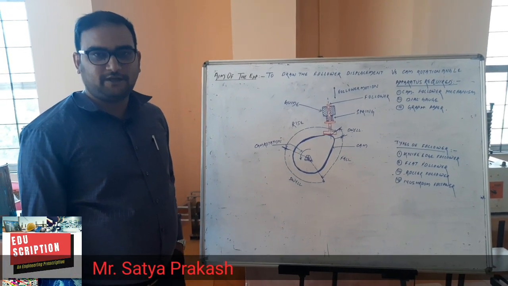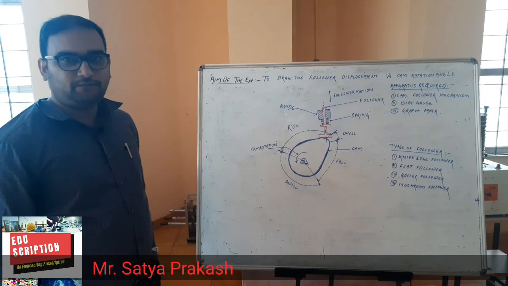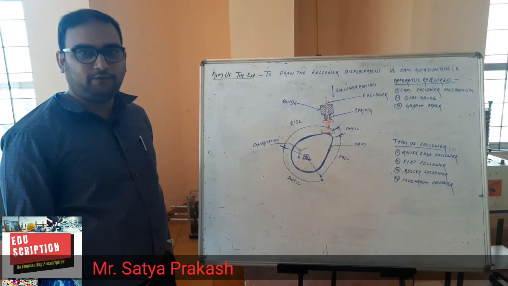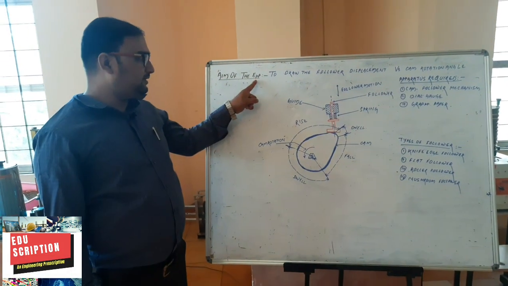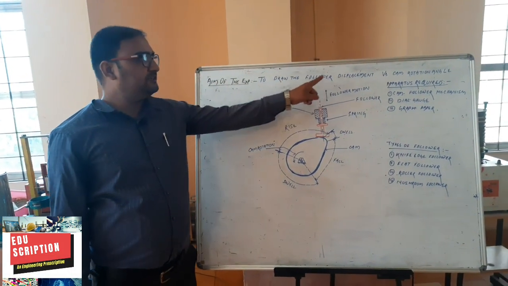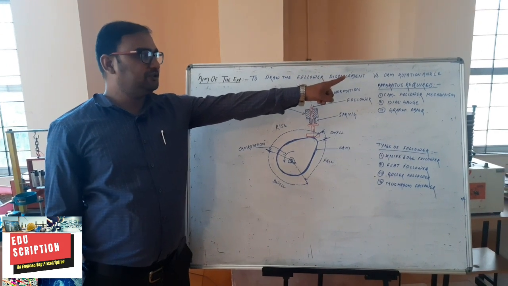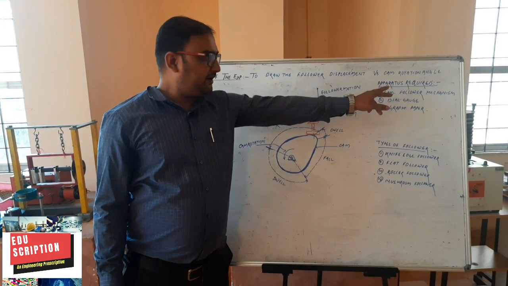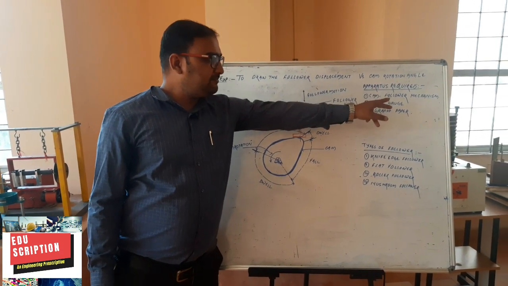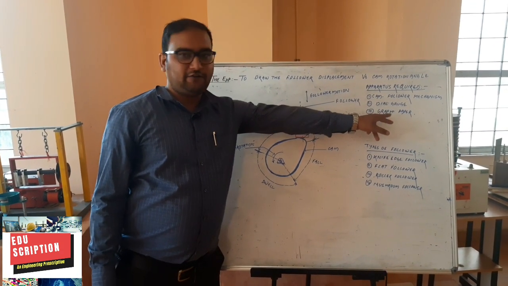This is Satya Prakash. Here we are going to perform the experiment upon cam and follower mechanism, and the aim of the experiment is to draw the follower displacement versus cam rotation angle. For this, the apparatus required are a cam follower mechanism, dial gauge, and graph paper.